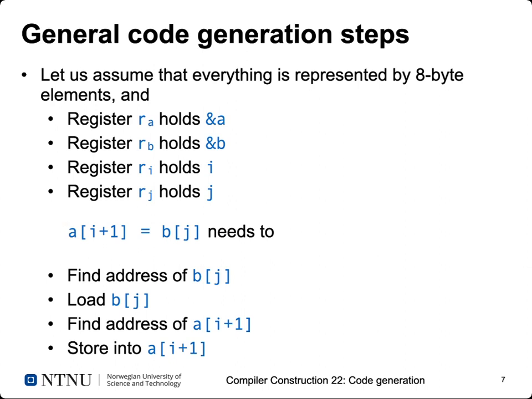for our instruction, which we have again here, that we want to translate. So what do we have to do to translate this instruction? First we need to obtain the value on the right hand side, so array B and the J's element of that array. So we need to find the address of that J's element of B in memory. We have to load this value in memory. Then we have to find the address of the array element on the left hand side, A of I plus 1. And finally we have to store the value that we've just loaded into that memory location.